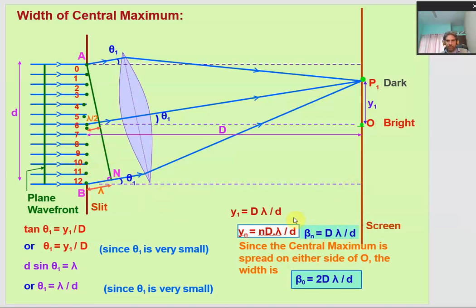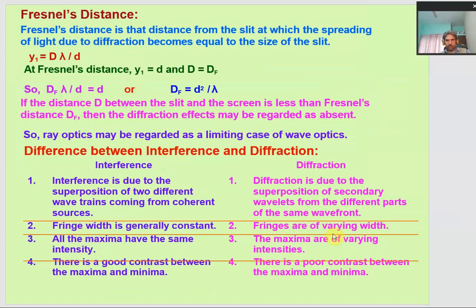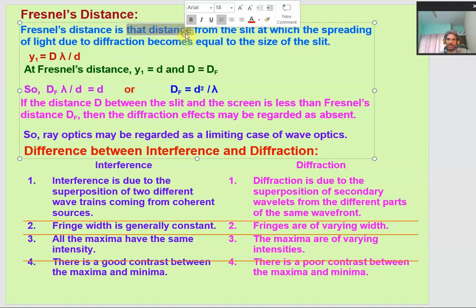One last thing regarding diffraction left out is the Fresnel distance. So what is Fresnel distance? It is the distance from the slit at which the spreading of the light due to diffraction at the center of the screen becomes equal to the size of the slit itself. Let me pose this picture again.